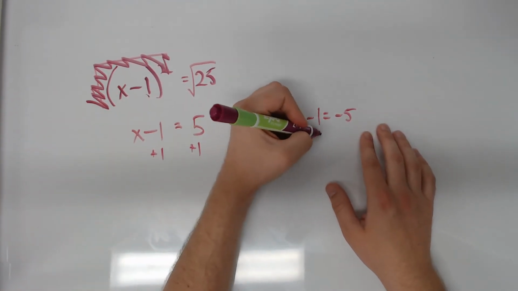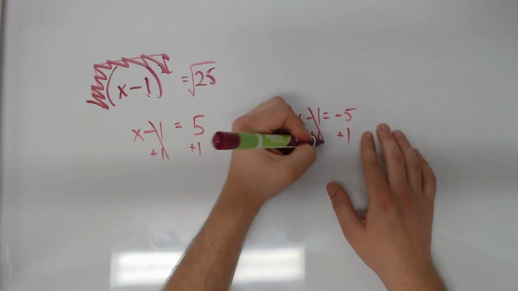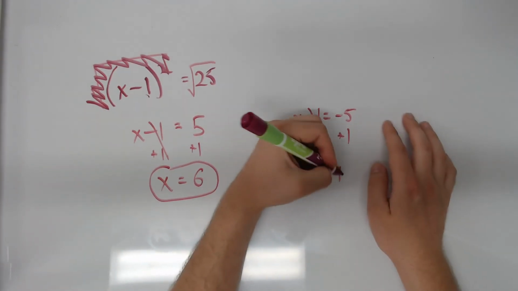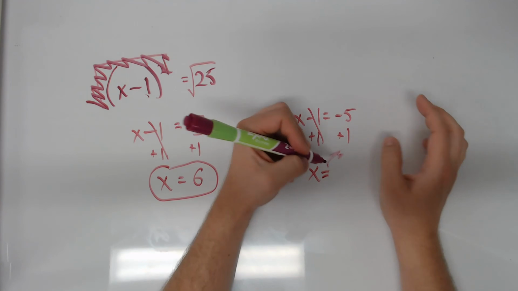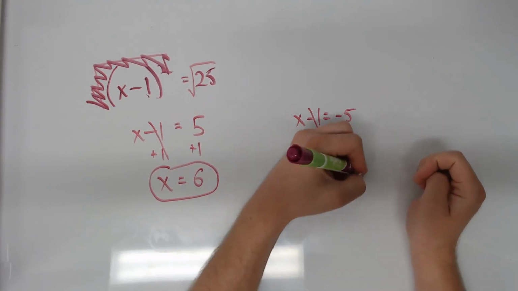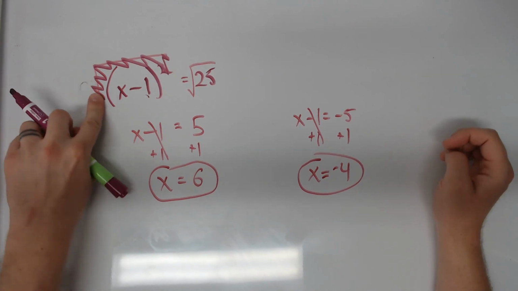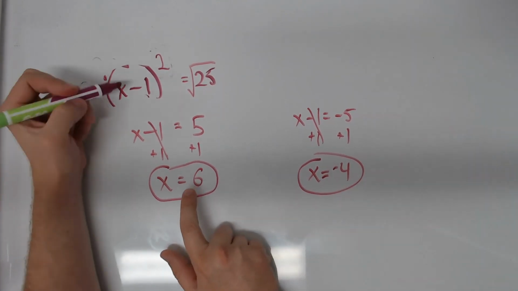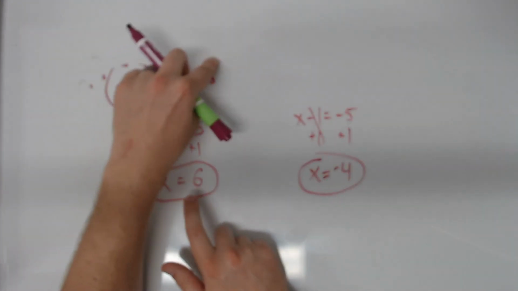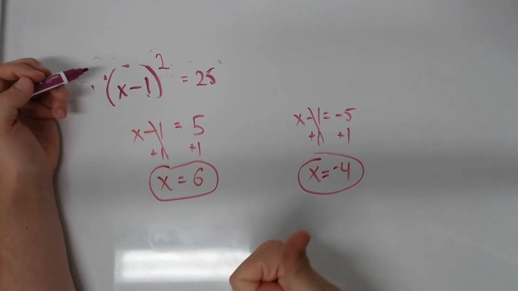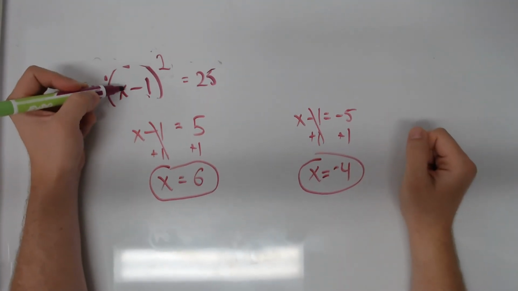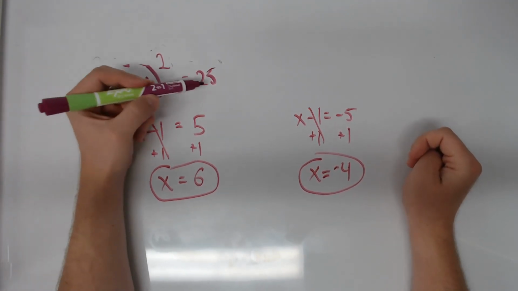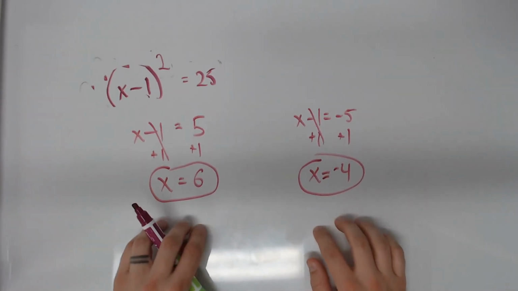So now I do my algebra steps on each one. This side gets me 6 for an answer, and this side gets me -4. All right, and if we go back and plug that into the original equation, if I plug 6 in, 6 minus 1 is 5. 5 squared is 25. Works. -4. -4 minus 1 is -5. -5 squared, -5 times -5 is also 25. So we can go back and check and our answers work.